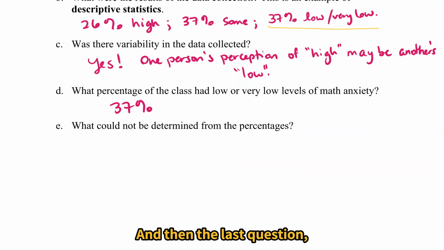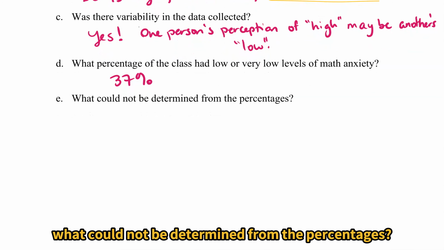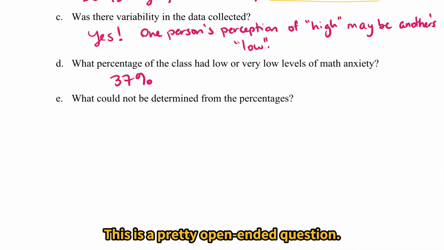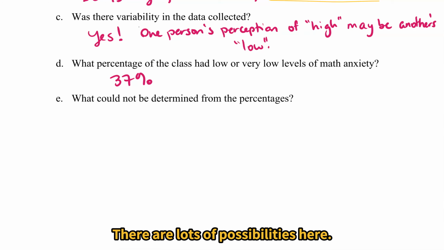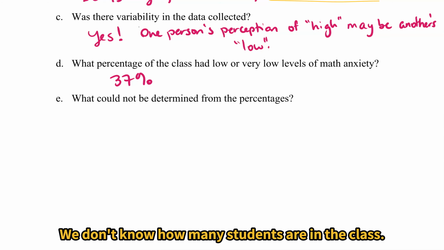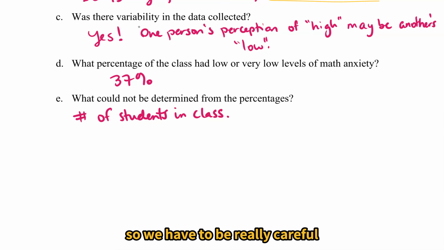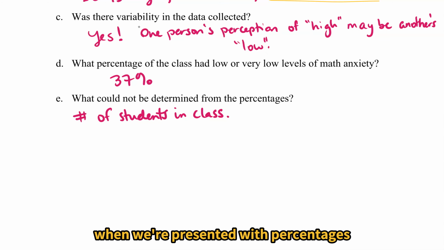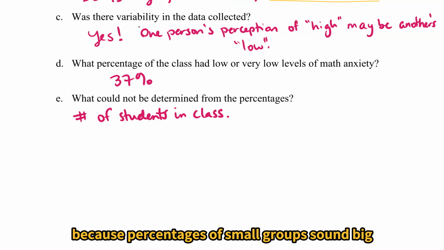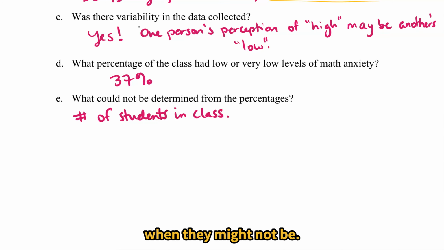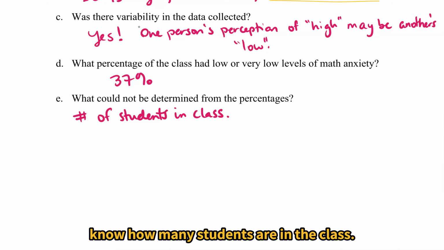And then the last question, what could not be determined from the percentages? This is a pretty open-ended question. There are lots of possibilities here. We don't know how many students are in the class. Percentages often obscure the real numbers. So we have to be really careful when we're presented with percentages, because percentages of small groups sound big when they might not be. With percentages, we don't know how many students were in the class.